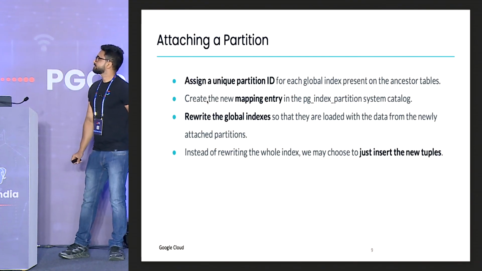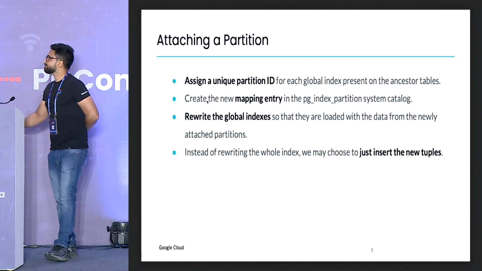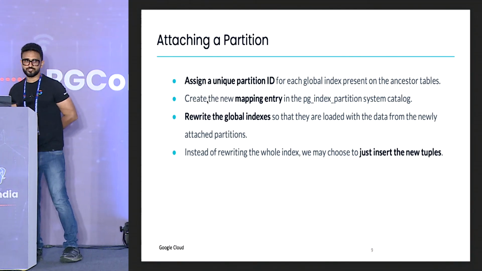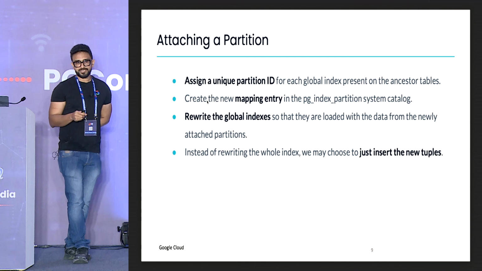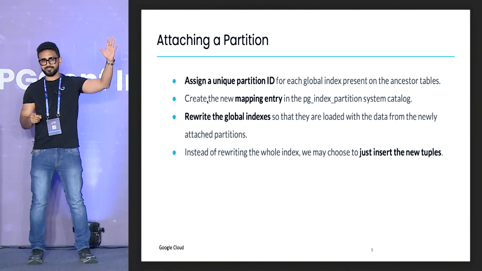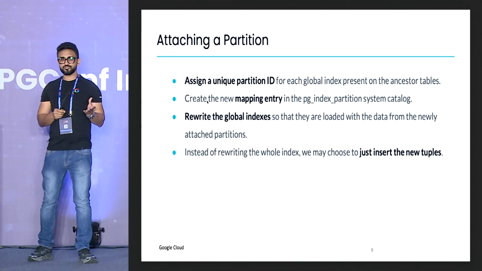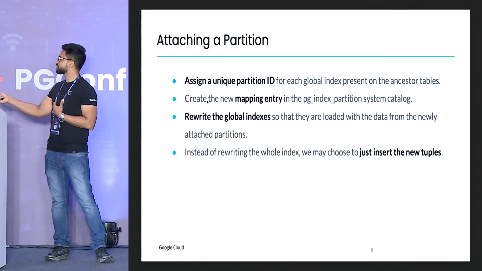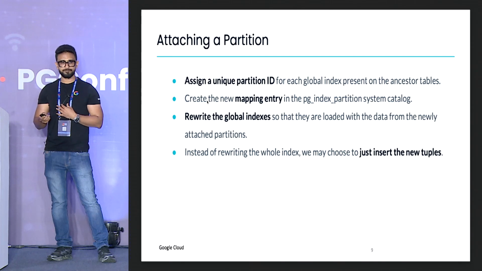Attaching a partition is simple. I think we already discussed that whenever you attach a new partition, you need to create a unique partition identifier for that relation for each global index in your partition hierarchy. And then you need to create a mapping in the PG index partition so that you can map from the partition ID to a relation OID.